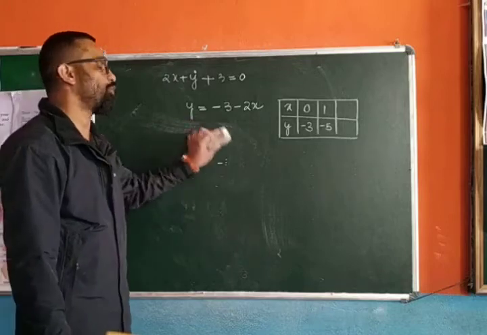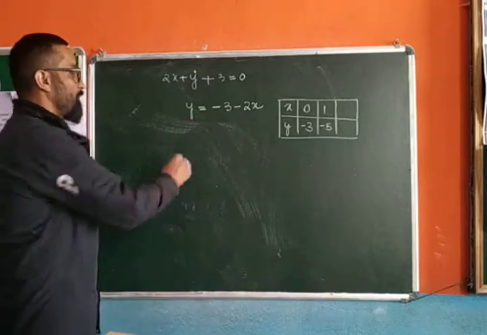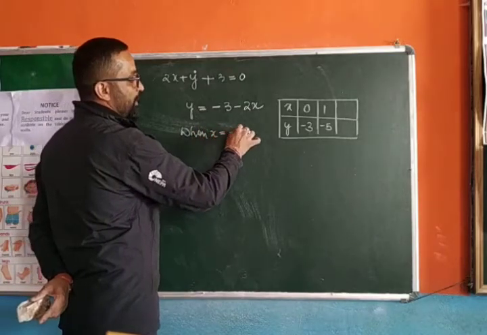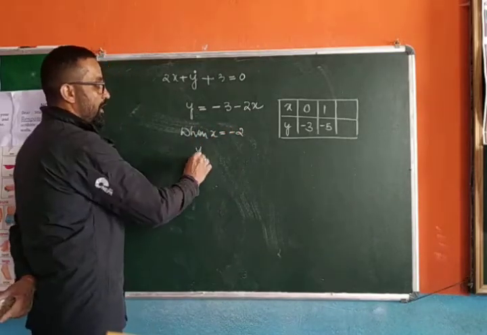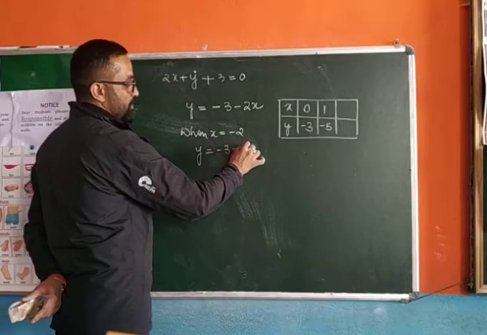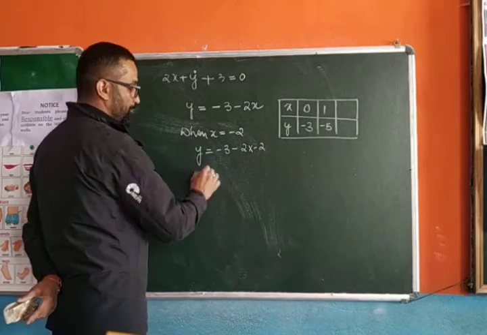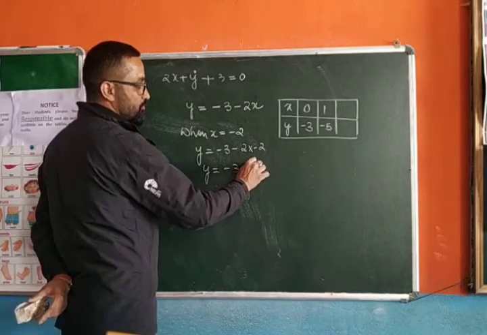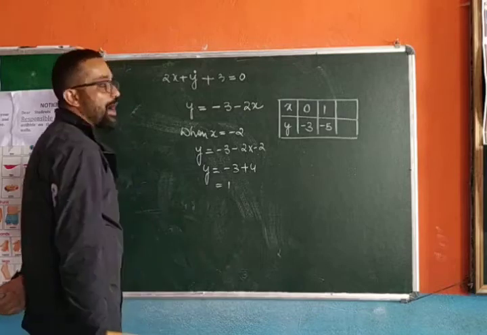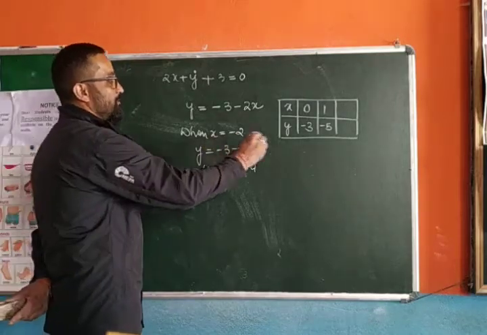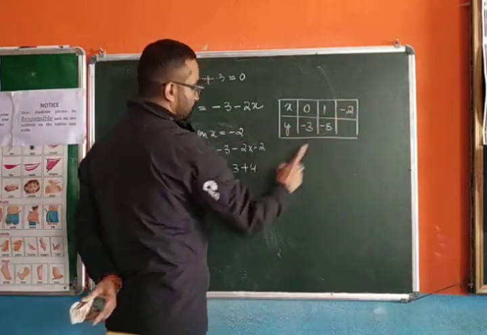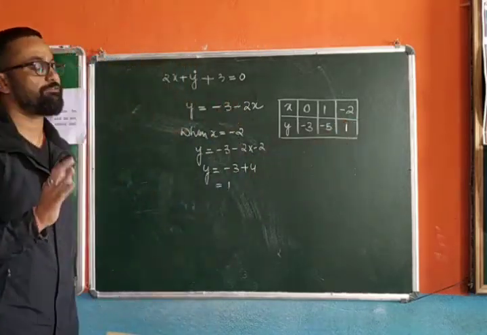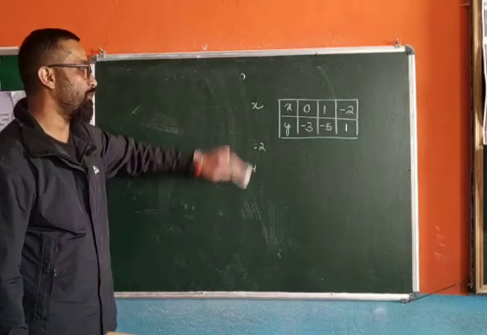Now we can go for negative values also. When x is equals to minus 2, y is equals to minus 3 minus 2 into minus 2. Y is equals to minus 3, minus into minus is plus 4, which comes equals to 1. So when x is taken minus 2, the corresponding value of y is 1. We got 3 pairs of points for x and y.